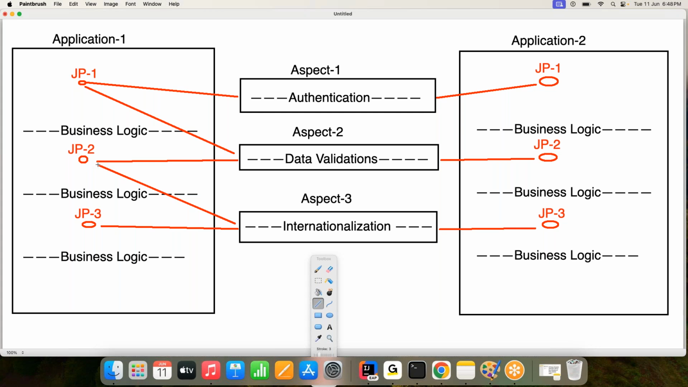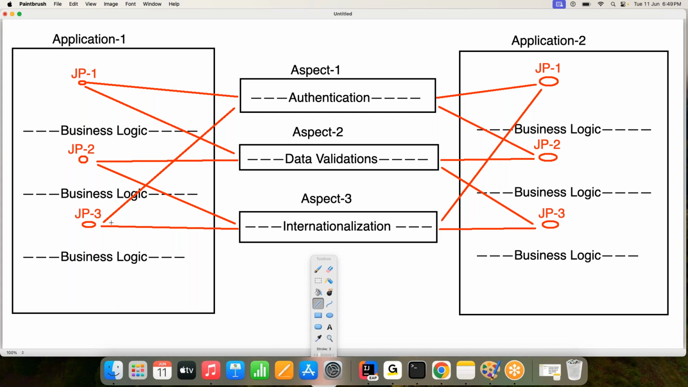Yes, we can apply. At join point 3, internationalization as well as authentication both are required. Yes, we can apply. In the same way, in application 2, at join point 1, internationalization and authentication both are required. At join point 2, authentication and data validations are required. At join point 3, data validations and internationalization are required. Yes, we can utilize like this.